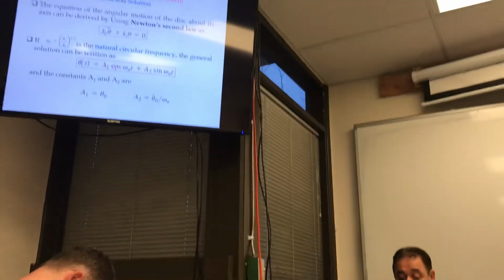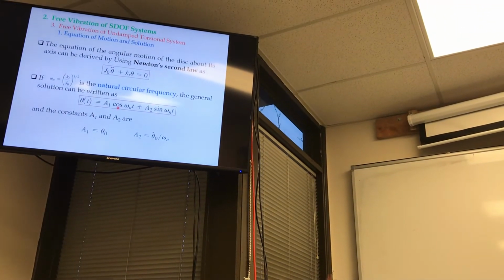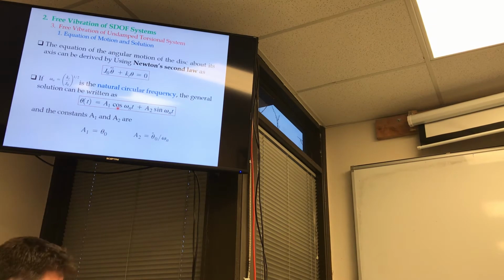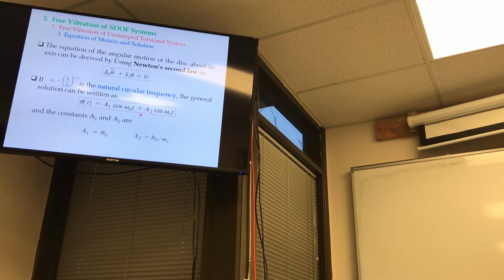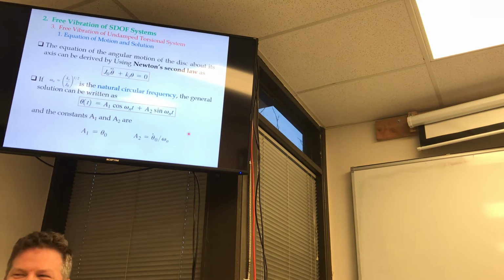And the general solution now can be written just as we did for the mass, in this form: a1 cosine omega t plus a2 sine omega t. What are the unknowns in here? Obviously a1 and a2, which we can get from applying the initial conditions. Do you want to go through how we find them? We would like that for the test.